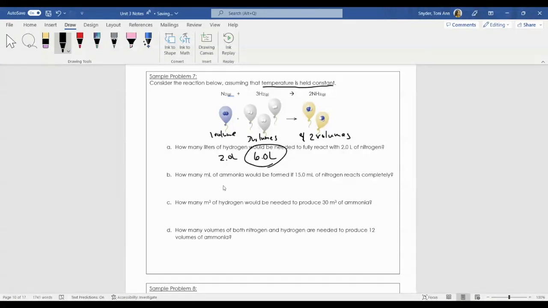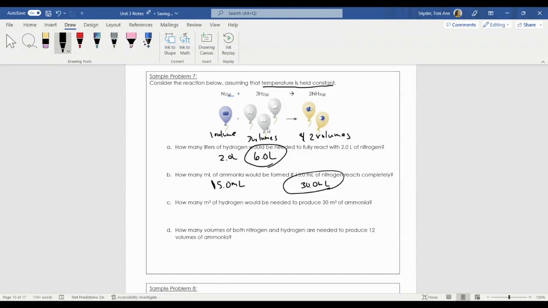How many milliliters of ammonia would be formed? So we're going to figure this out here. If 15 milliliters of nitrogen reacts completely, in this case I'm going to set my 1 volume equal to 15 milliliters. Looks like I would produce double the volume of ammonia. So my answer should be 30 milliliters. This is a weird unit for volume, but it works, right? I mean, don't let the units get in the way. It's still a unit of volume.